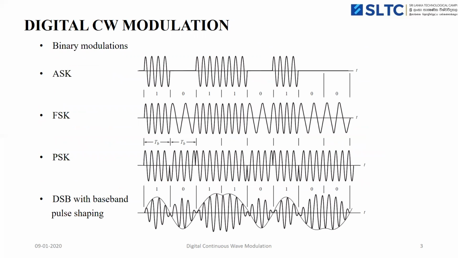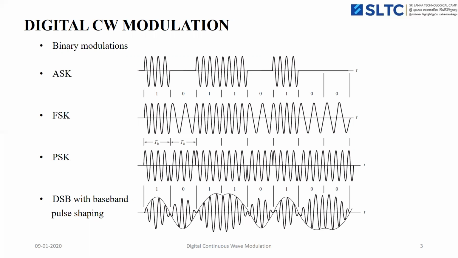This figure shows the various types of modulation waveforms. The basic digital modulation waveforms are ASK, FSK, and PSK: amplitude shift keying, frequency shift keying, and phase shift keying. Then the last waveform shows double sideband with baseband pulse shaping. In this modulation, we consider the input signal as binary data, either zeros or ones.